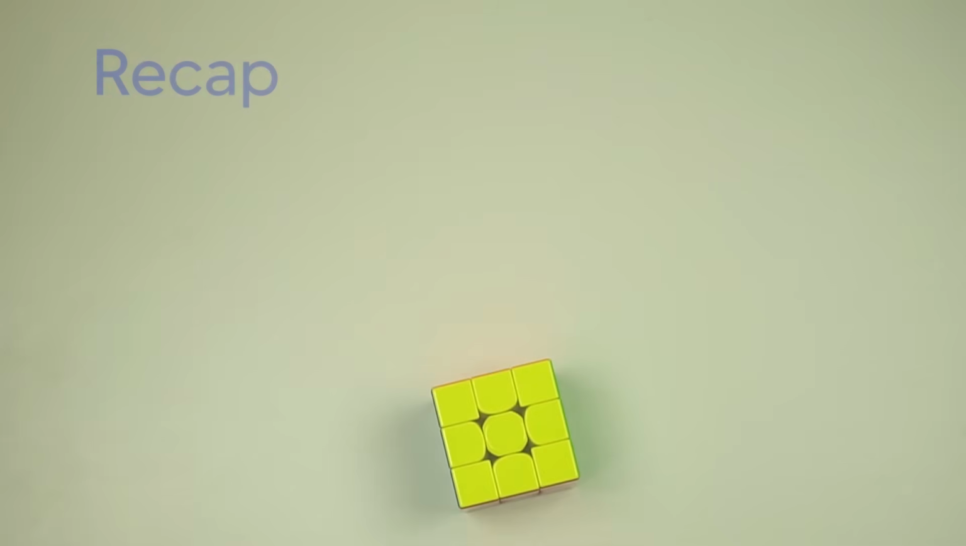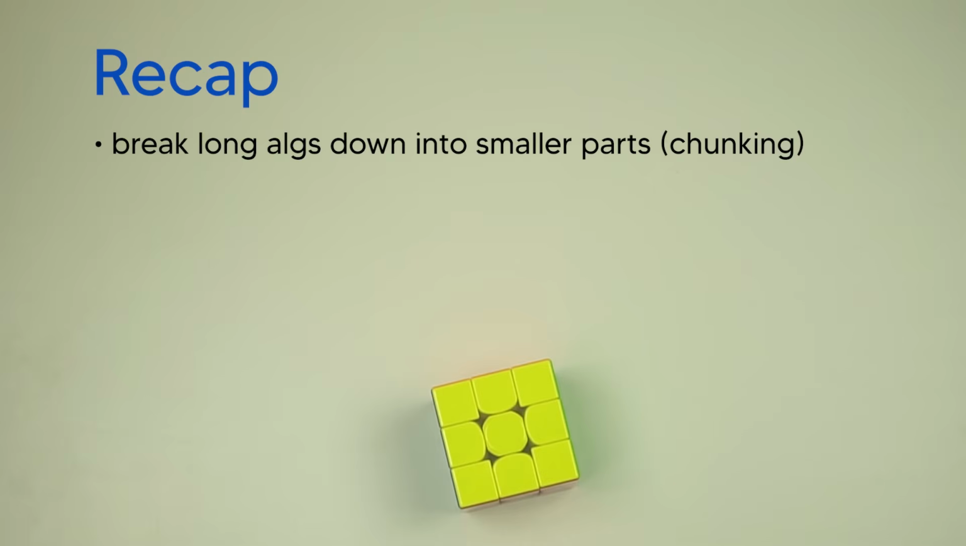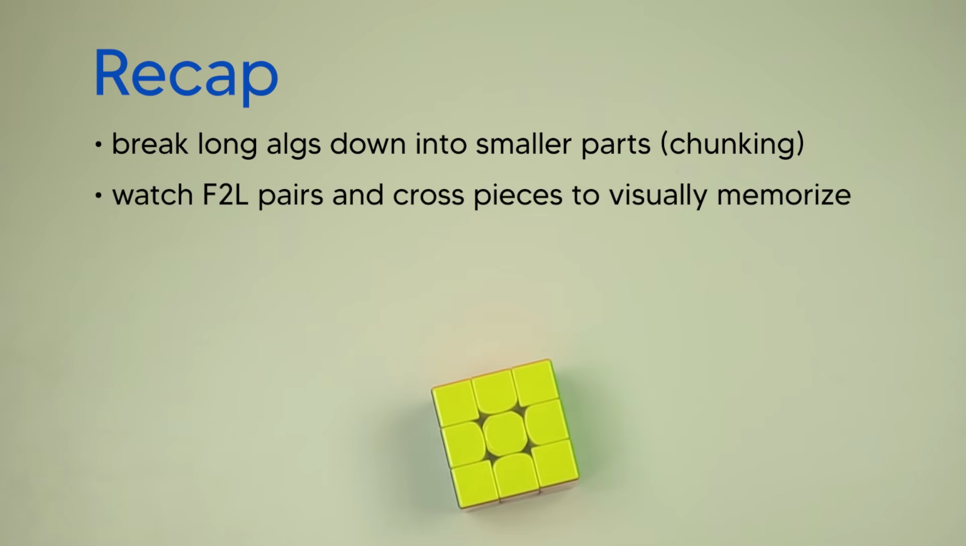So to summarize, when you're learning any algorithm, whether OLL, PLL, 4x4, whatever it is, break the algorithm down and practice each part one by one instead of practicing the whole algorithm at once. Make sure to watch the pieces on the cube, like F2L pairs, cross pieces, corner pieces, to understand what the algorithm you're applying is really doing, and use that to help you remember rather than the cube notation.